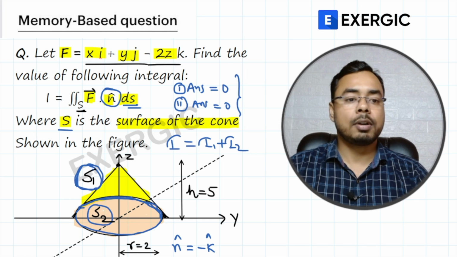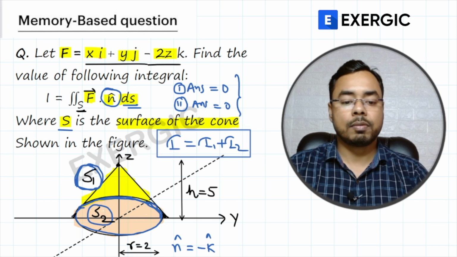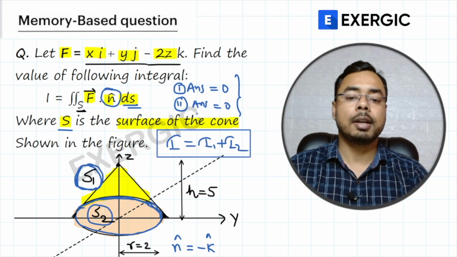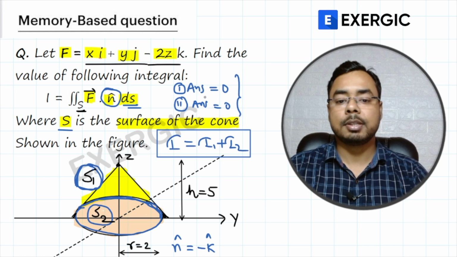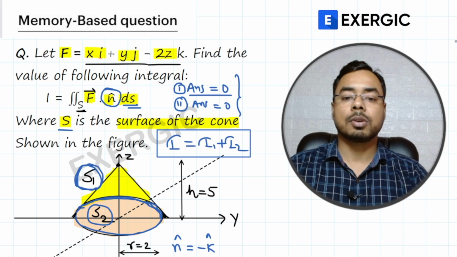I is the integral over the total surface, I1 is the integral over the curved surface, and I2 is the surface integral over this circular base of the cone, right? So in both the cases, the answer will be 0. Either it was the curved surface of the cone or it was the total surface of the cone.